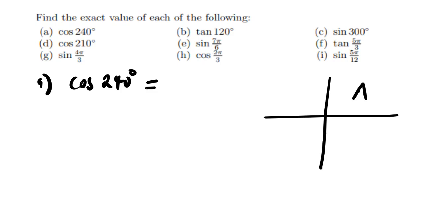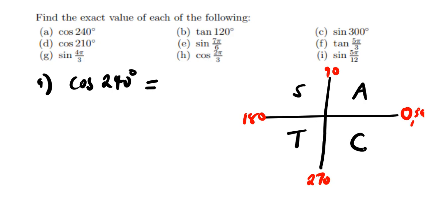We say all students take coffee. So all means in this region all of them are positive. Here only sine is positive. In the third only tan is positive, and in the fourth only cos is positive. So now if you look at 240, let me just put the demarcation. This is 0 degrees, this is 90 degrees, this is 180 degrees, this is 270, and you're coming back to 360 here. Now where is your 240 going to fall? You know that it's going to fall in this region.